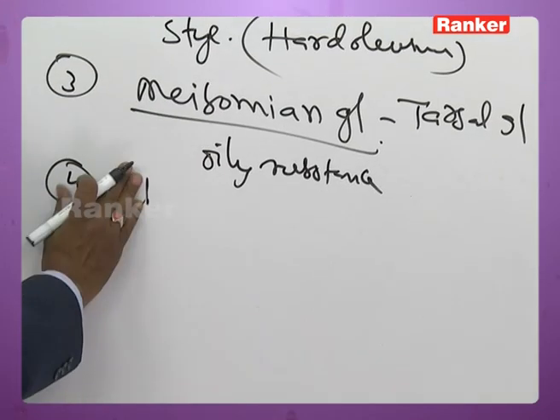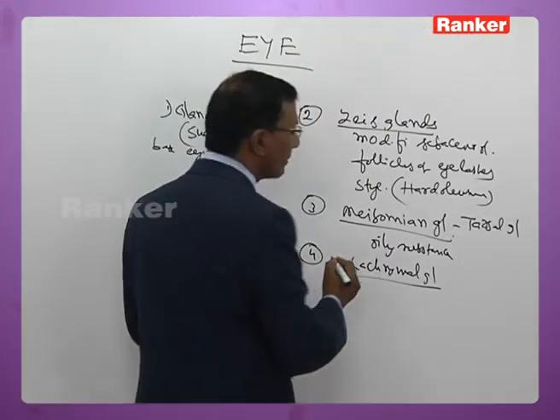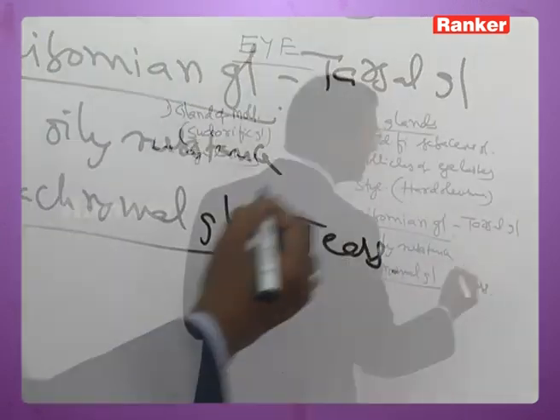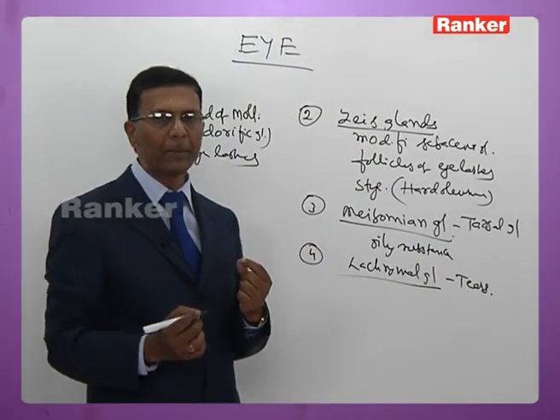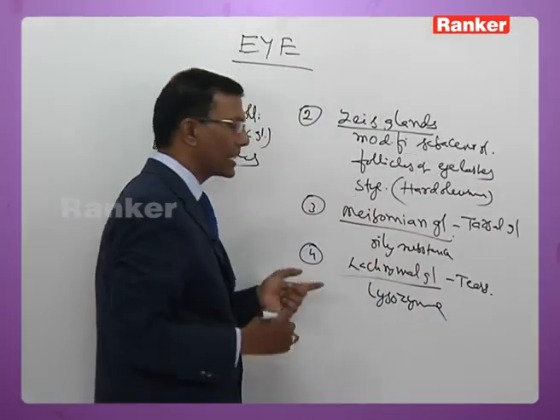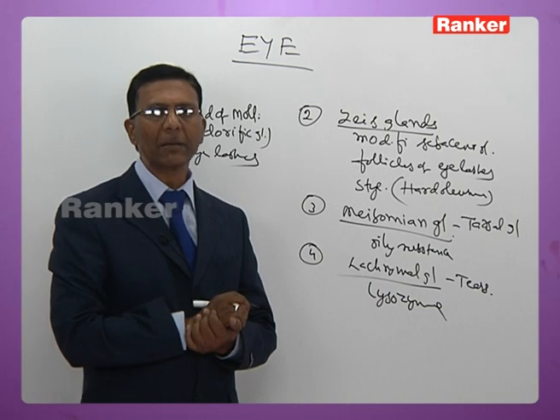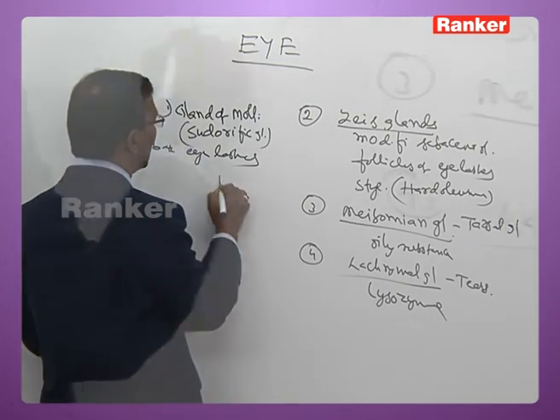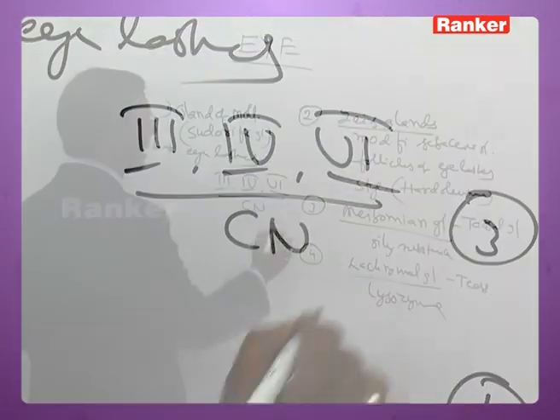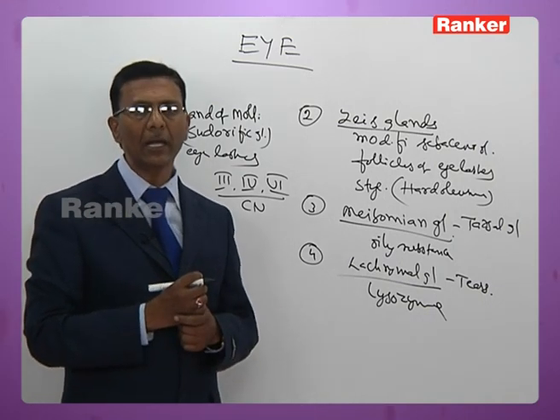Next, you have the lacrimal gland. Lacrimal glands are there at the corner of the eyeball. They secrete tears. Tears keep the eyeball moist, and at the same time tears have a bactericidal enzyme called lysozyme. Another important point, dear students: the extrinsic muscles are under the control of the 3rd, 4th and 6th cranial nerves, which are motor in function.